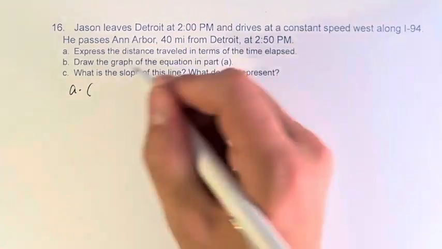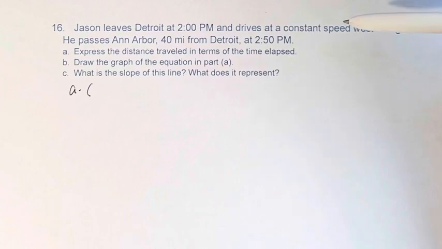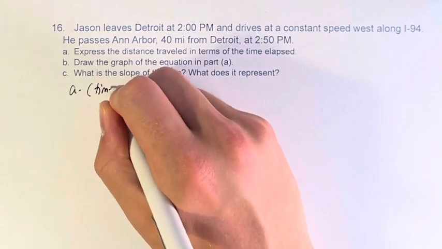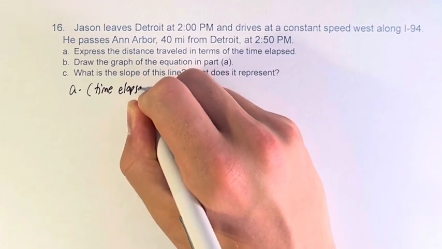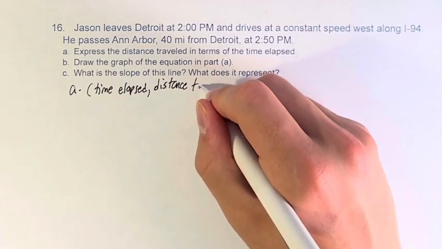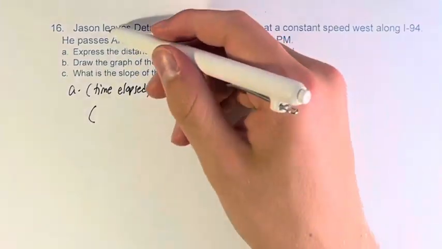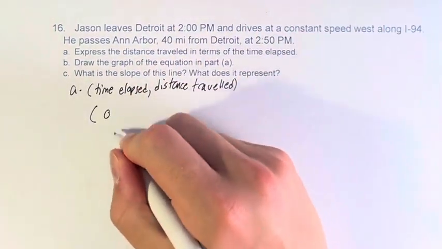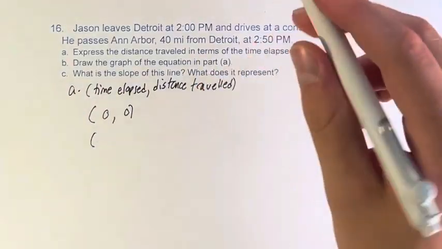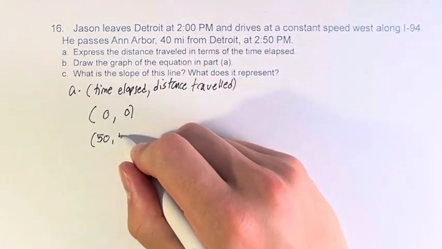So we're going to create some points here that are going to be fitted by a function. So we are going to have points that are time elapsed, comma, distance traveled, right? These are going to be our x and y values. So he leaves Detroit at 2 p.m., so therefore at 0 time elapsed, he's traveled 0 miles. And at 2:50 p.m., 50 minutes have elapsed, and he's traveled 40 miles.